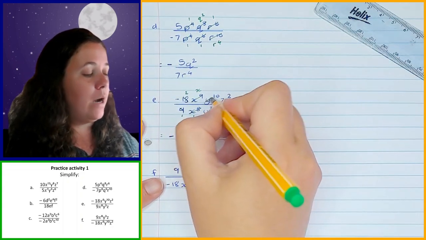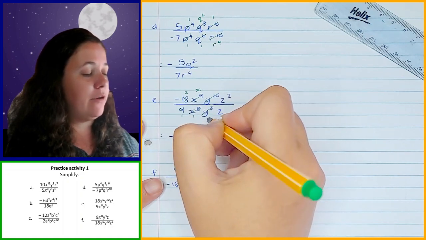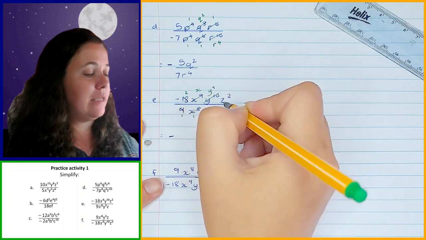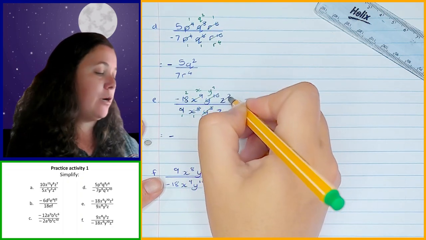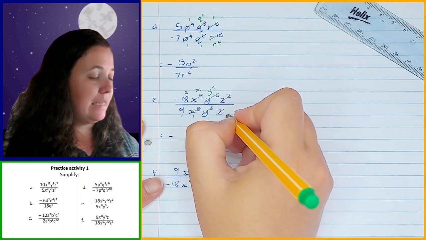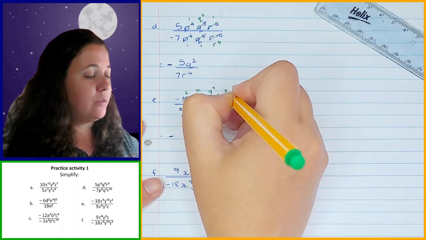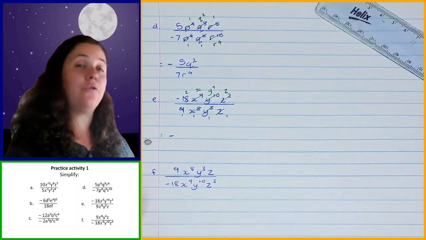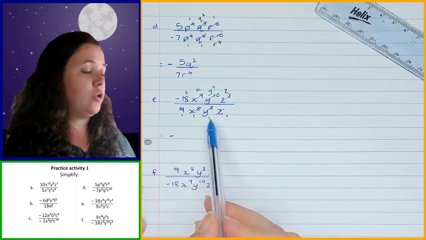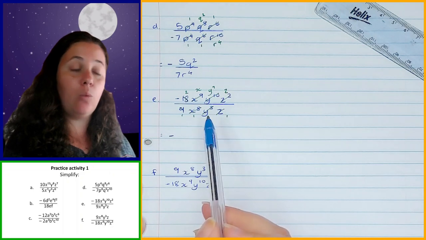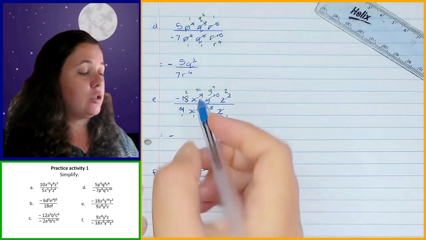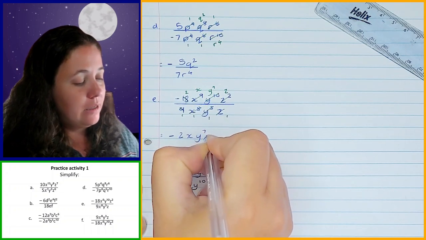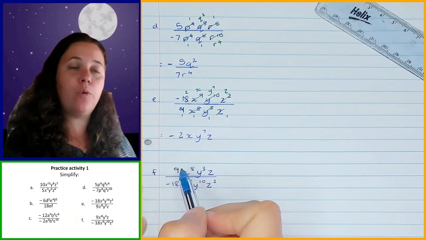Over here, I've got y to the power of 10 and y to the power of 3. That cancels, and this gives me y to the power of 10 minus 3, which is 7. And then z to the power of 2 and z to the power of 1, again that cancels, and that gives me z to the power of 1, or just z. Now, in this case, just like in the first question, everything in the denominator has cancelled out, giving me 1, so I don't have to write that. So I get negative 2x y to the power of 7 z. So that's what you should get for question E.